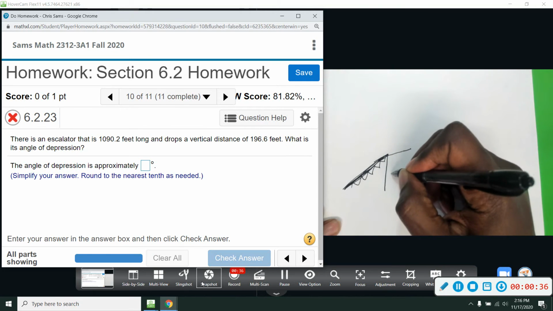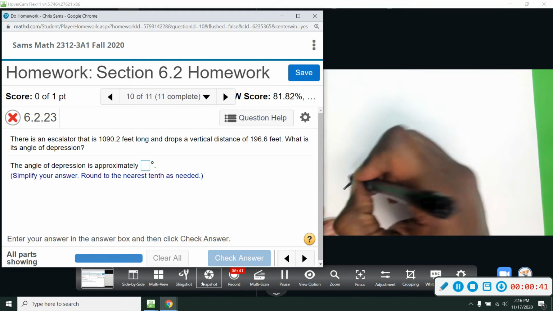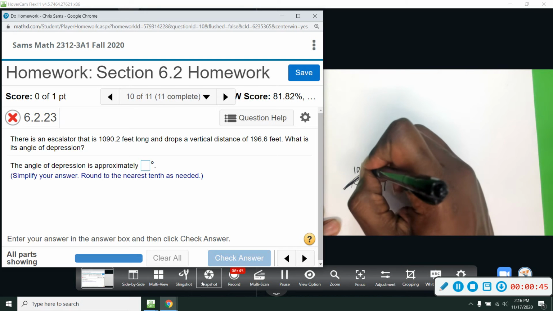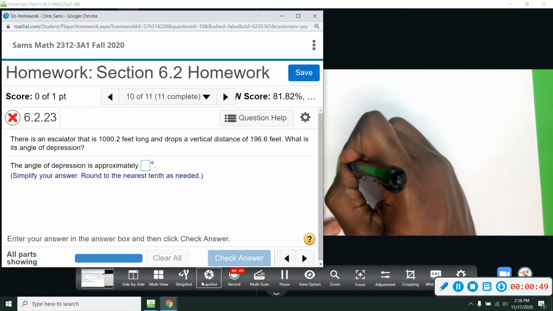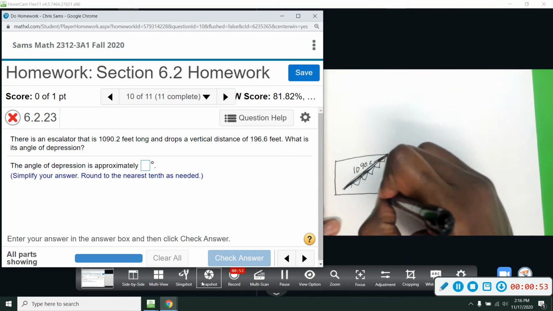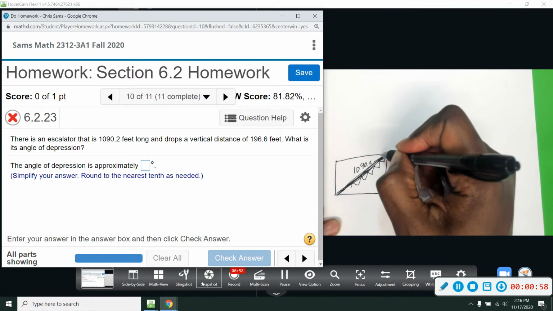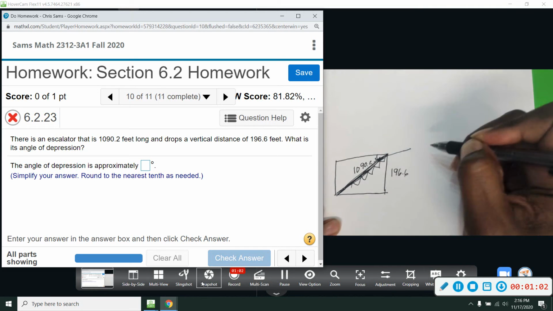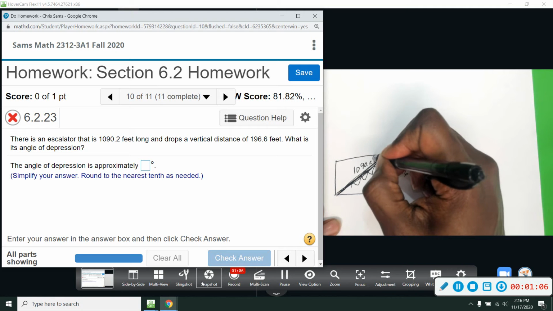Has a vertical drop of 196.6, and this distance is 1090.2. And then we want to know what is the angle of depression. So I got to make this box so I can make it all work out. The angle of depression comes from the horizontal going downward, okay, or elevation would go upward. So we want to know what this angle is here.